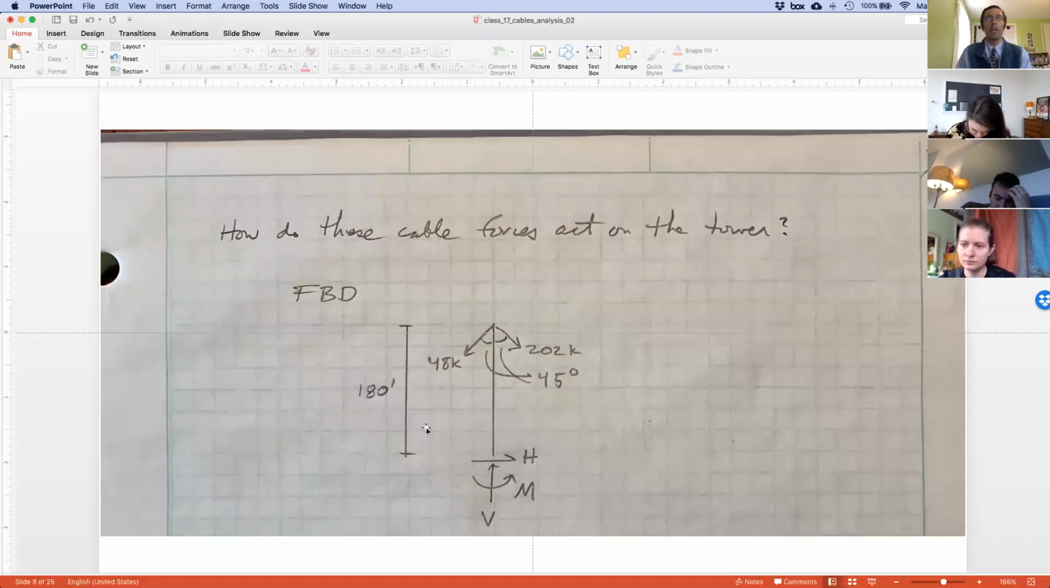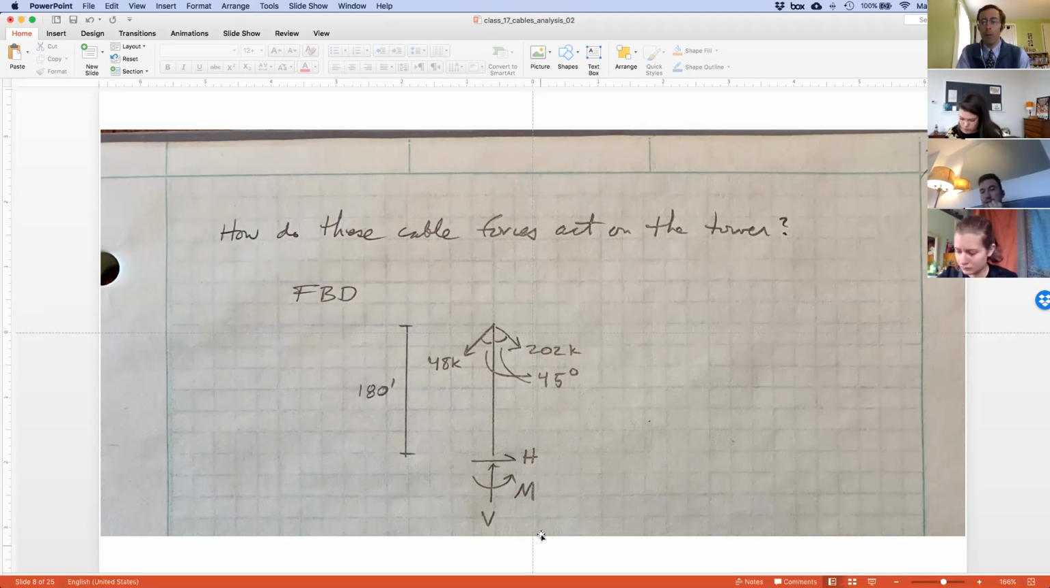So that free body diagram looks like that, all right? And I hope that many of you got that down on your pieces of paper. The total tower height is 180 feet. Here are 202 and 48 kips. They're each acting at 45 degrees from the horizontal, and the tower is fully fixed at the base, so a vertical reaction, a bending moment, and a horizontal reaction. If there are any questions about that, feel free to put something in the chat, and I'm happy to come back to it.